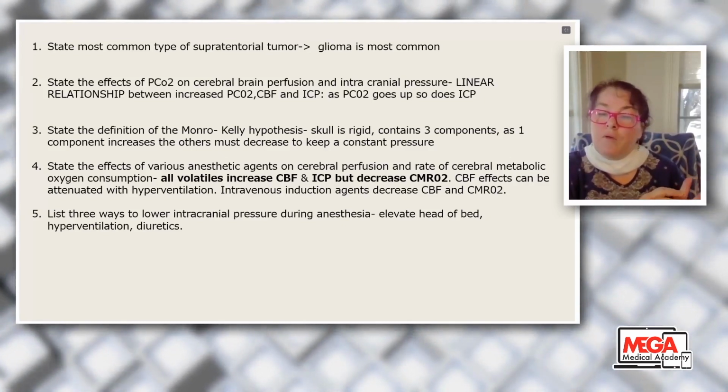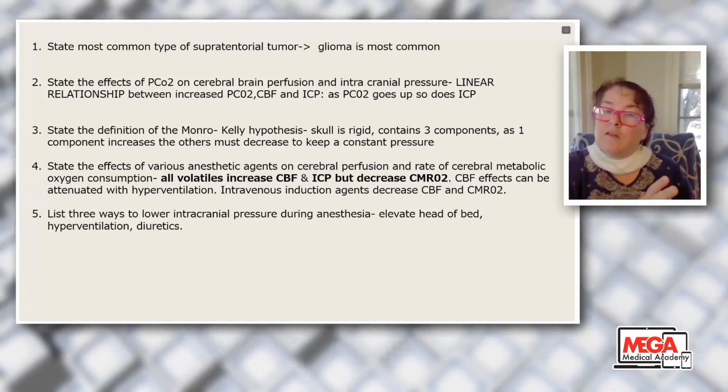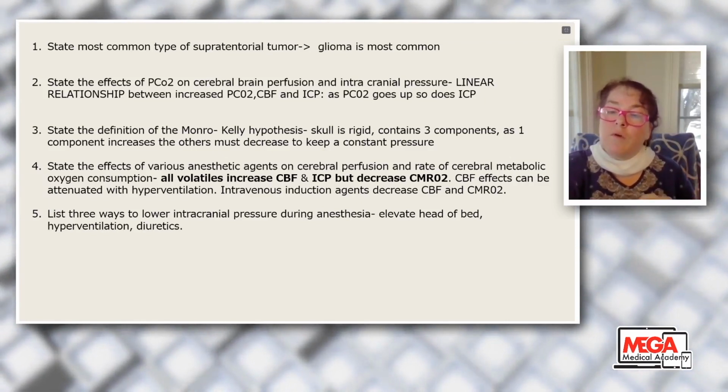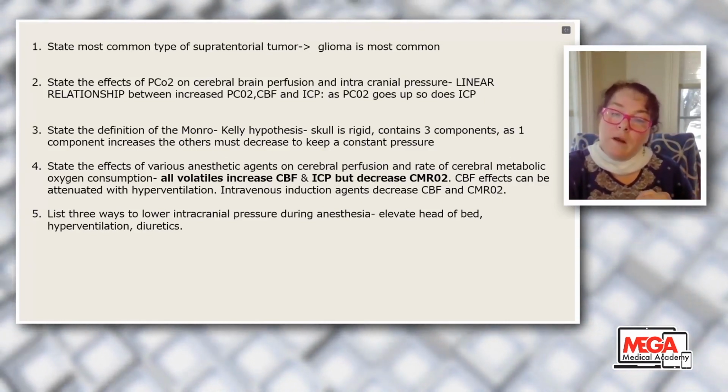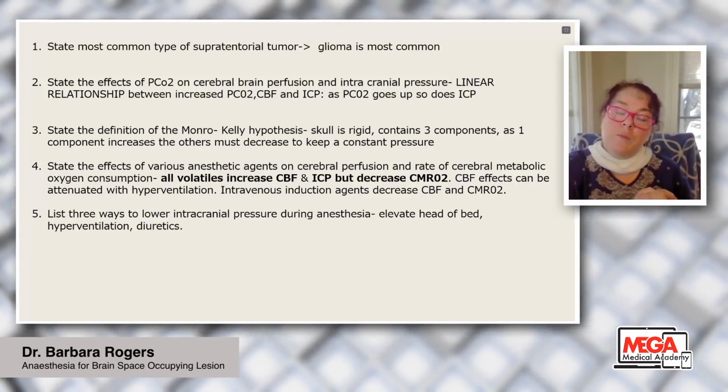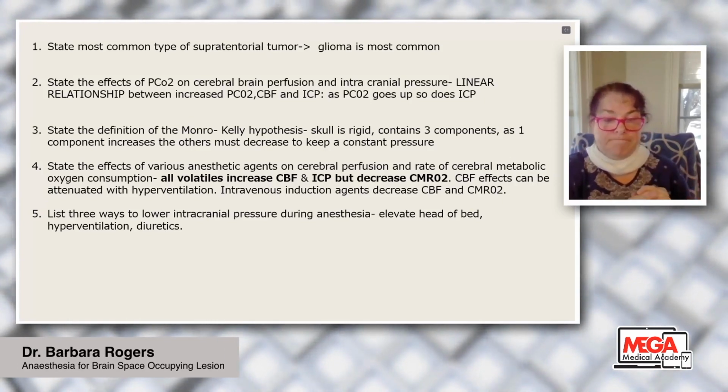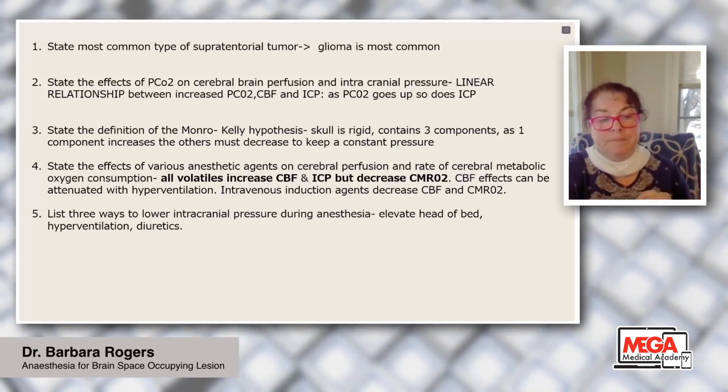Number 3, state the importance of the Monro-Kelly hypothesis. Because the skull is rigid, there are 3 components. When one component goes up, the other 2 components have to go down to keep the pressure constant.